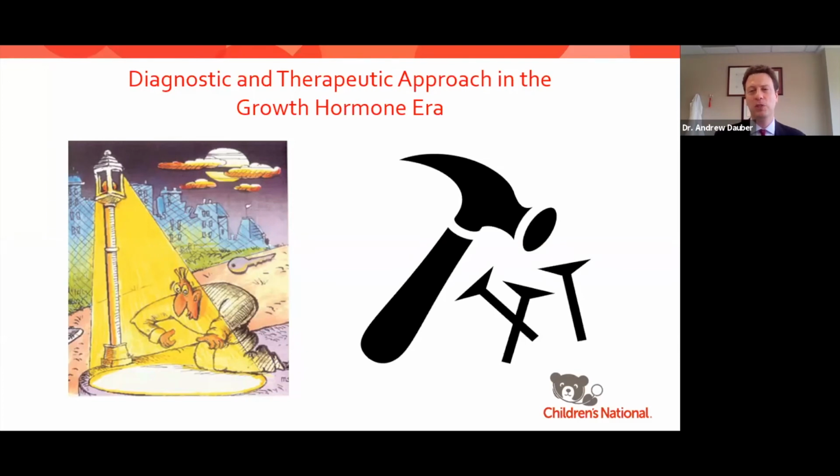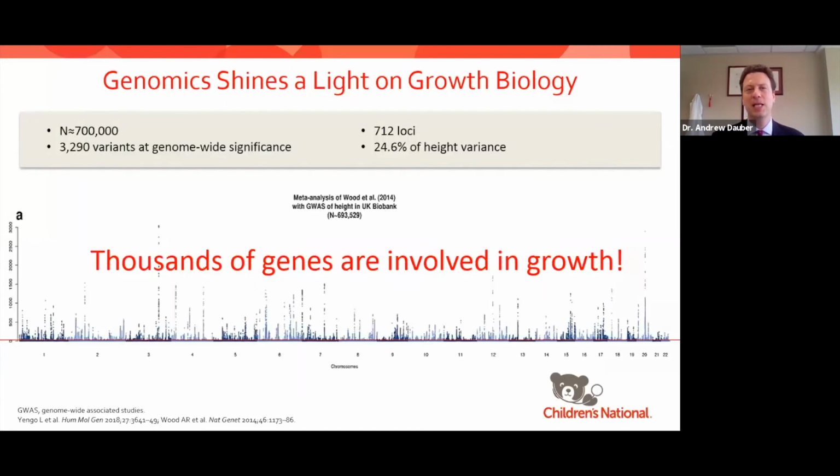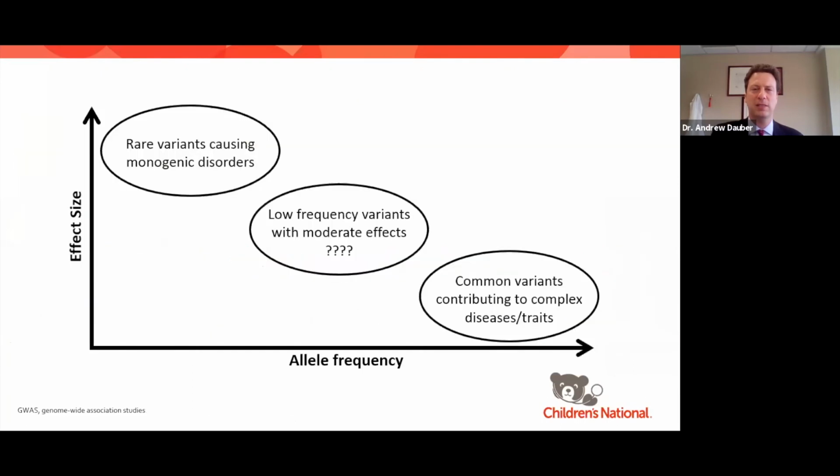But that was our primary treatment modality for individuals with short stature. So we, of course, looked at the problem through that lens of growth hormone treatment. And now, in the last decade, the power of genomics has come and has shined a whole new light on growth biology. And I'm going to come back to this slide in a second, but we've learned that thousands of genes are involved in growth, including many different pathways, not just the growth hormone IGF axis.